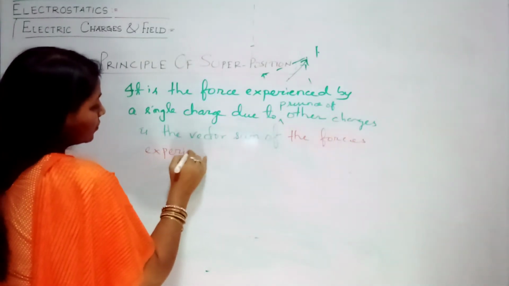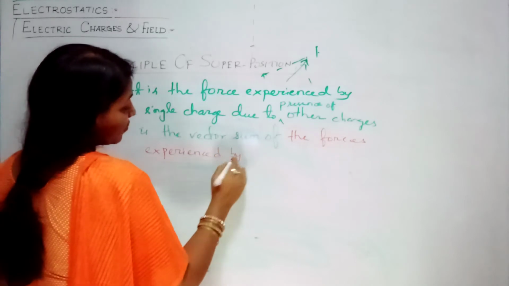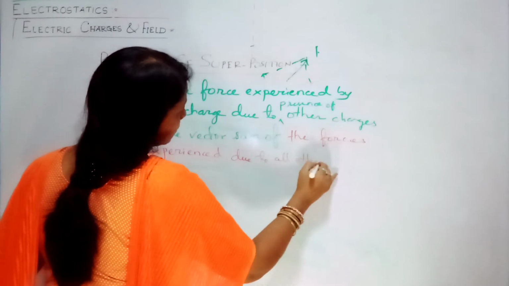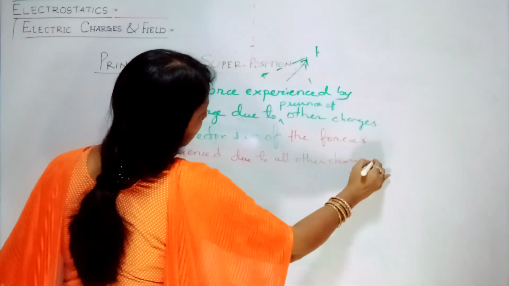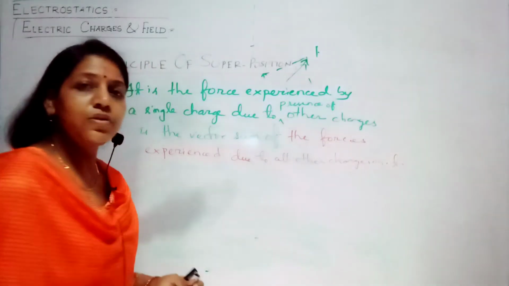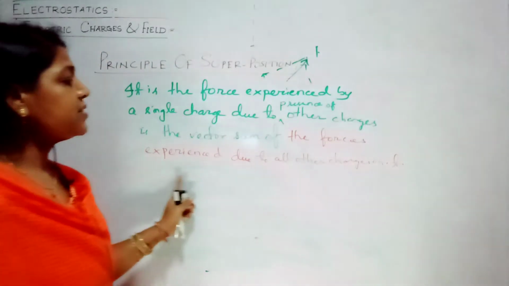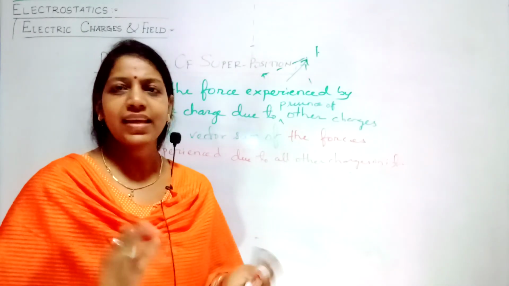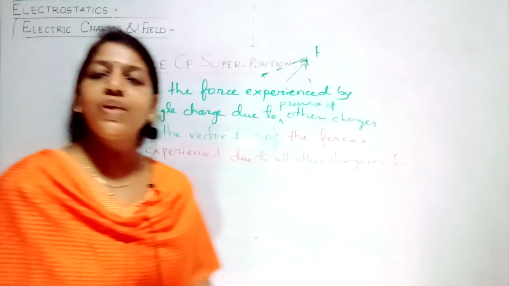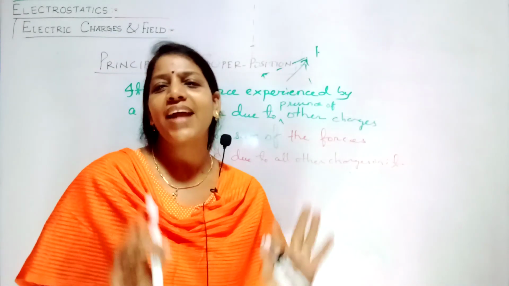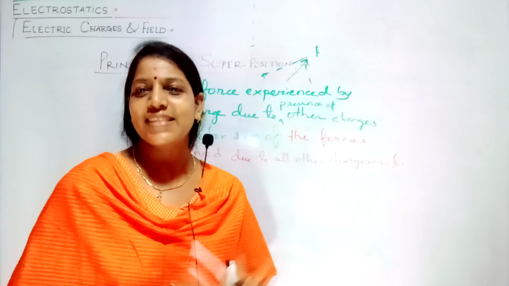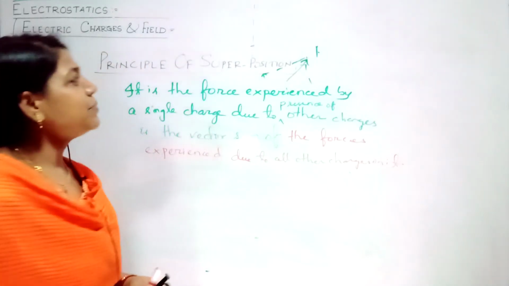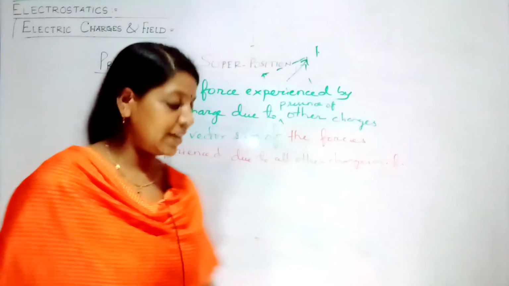experienced due to all other charges on it. It is the force experienced due to all other charges on it. Clear? This is nothing but your principle of superposition. This is nothing but vector addition of all the forces. I can say it simply. Clear? Now let us see the next concept, that is your electric field.